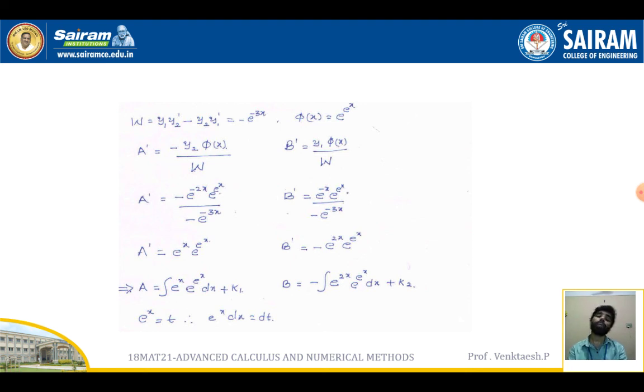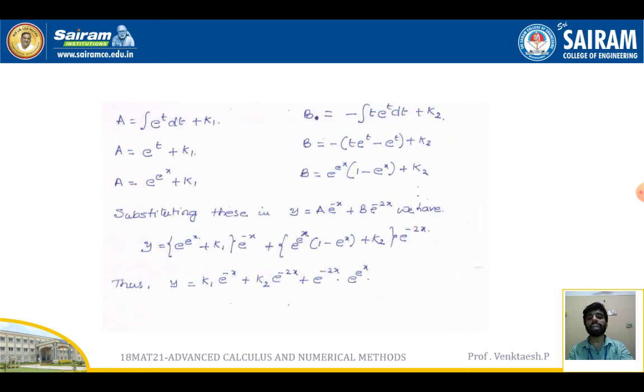Since it is highly complicated to simplify this, I'm going to replace e power x with some other variable t. Upon replacing e power x equal to t, on differentiating both sides, I will get e power x dx is equal to dt. So in both the equations, I can replace e power x as t and e power x dx as dt. If I replace these values in the A and B equations, I will get A is equal to integration of e power t dt plus k1. B is equal to minus of integration of t e power t dt plus k2.